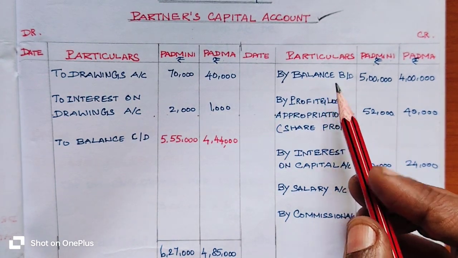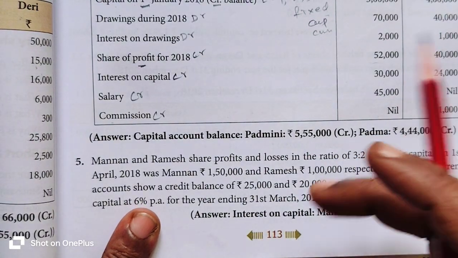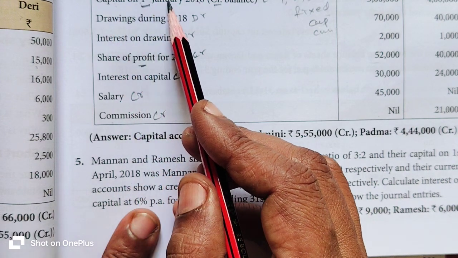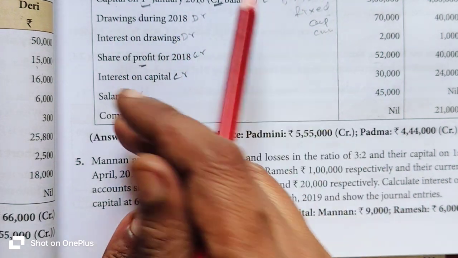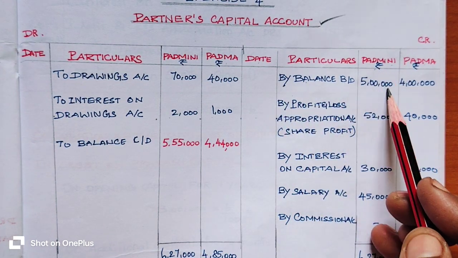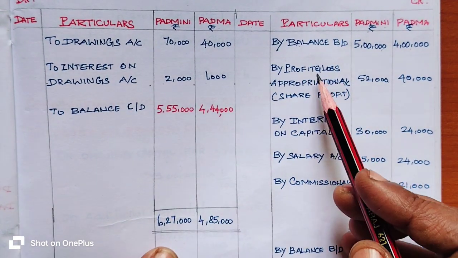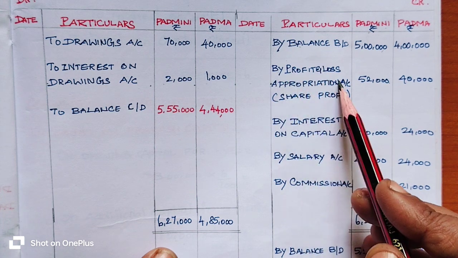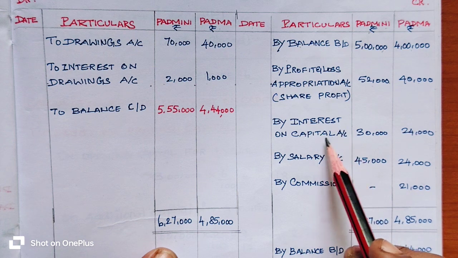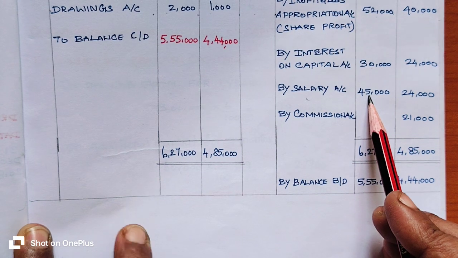They have given here, we always first and foremost record the entry for opening capital, that is, capital on 1st January 2018, which is a credit balance. So you go to the credit side and write by balance brought down, Batmini 5 lakhs and Batma 4 lakhs rupees. Then the rest of the transactions: by profit and loss appropriation 52,000 and 40,000 respectively. Interest on capital 30,000, 24,000. Salary, partner's salary 45,000.